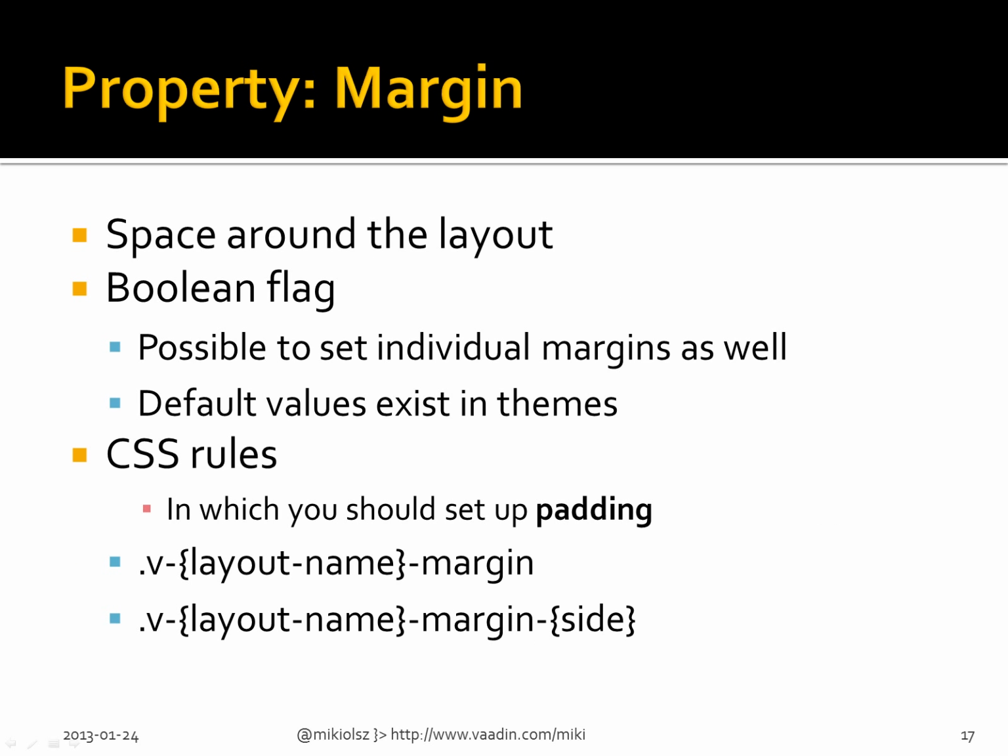Margin, this is another property, is the space around the layout. So this is different than spacing. Spacing is a space between the components, and margin is something that deals with the whole layout. Again, this is a Boolean flag. Although it's possible to set individual margins, you just cannot set the width of a margin. You have to do that with CSS. And amazingly, when you do that with CSS, you should actually use padding property, not margin property. The CSS rules are as follows. So it's a v layout name, margin, and then eventually a side, left, right, top, bottom.